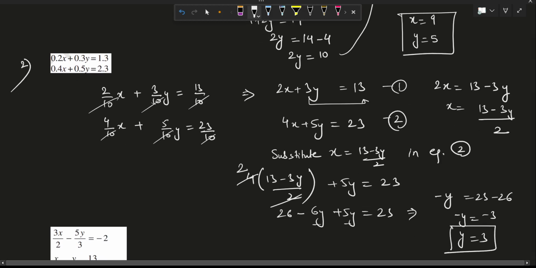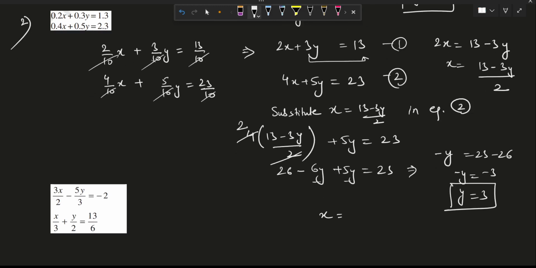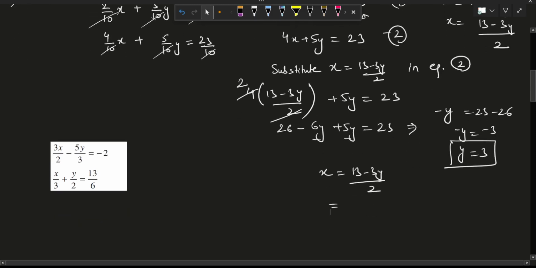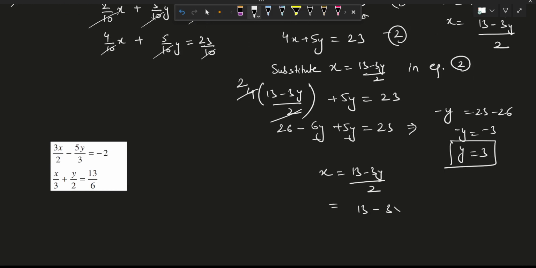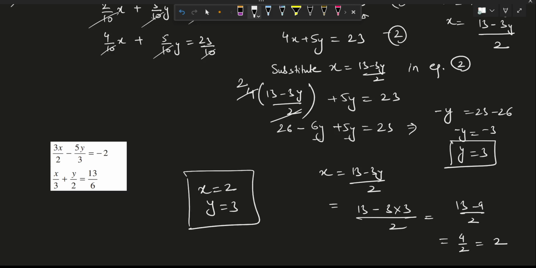Now as y is 3, put it back over here. You can solve for x. Now what was x? X was 13 minus 3y by 2. So put the value of y here: 13 minus 3 into 3 by 2, which is 13 minus 9 by 2. So that's 4 by 2, which is 2. So you have the solution x is 2, y is 3 for this question.